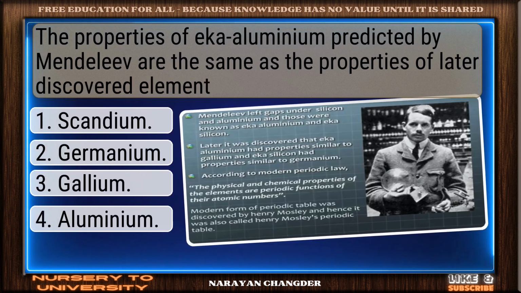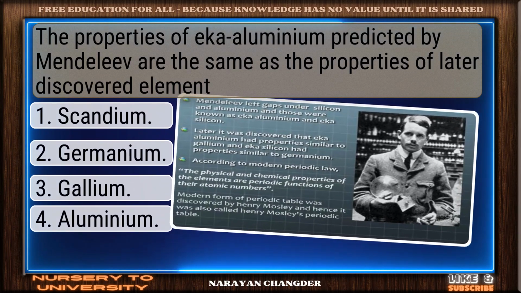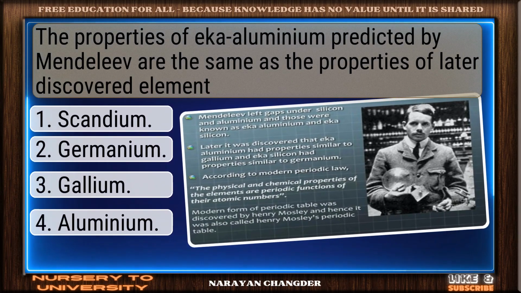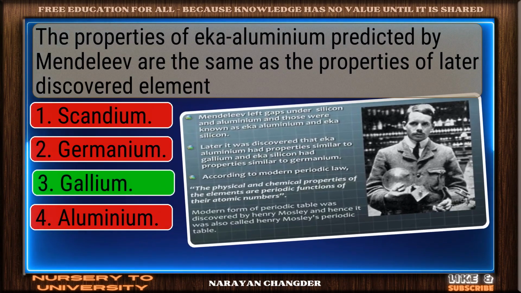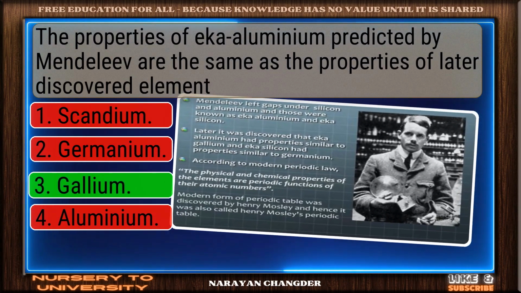The properties of eka-aluminium predicted by Mendeleev are the same as the properties of a later discovered element. Well picked. Gallium is correct.